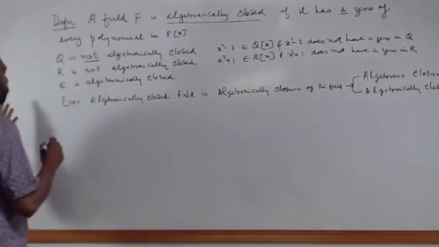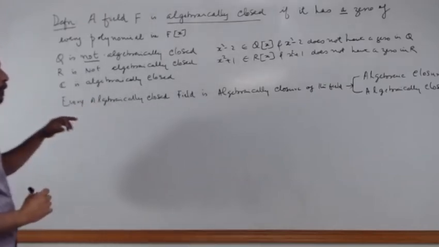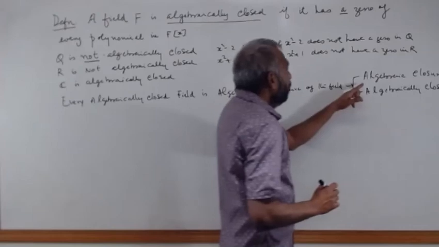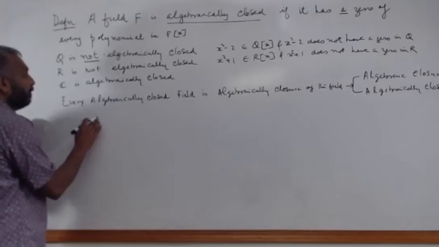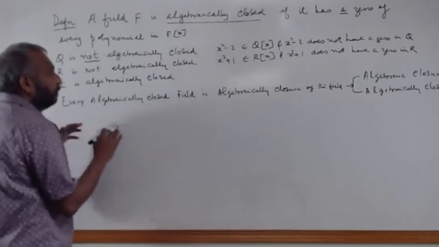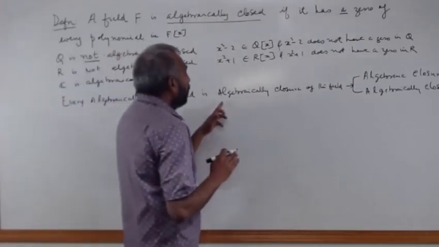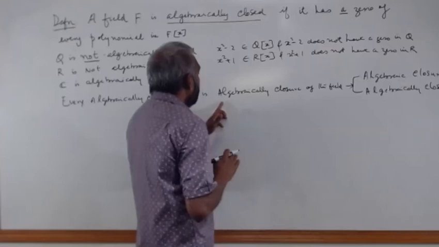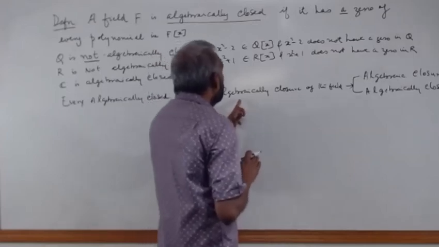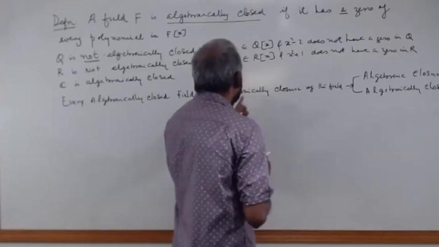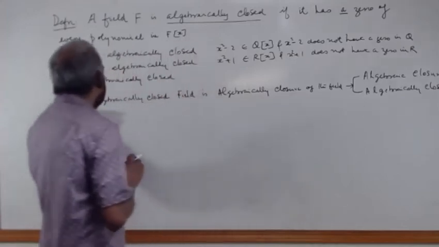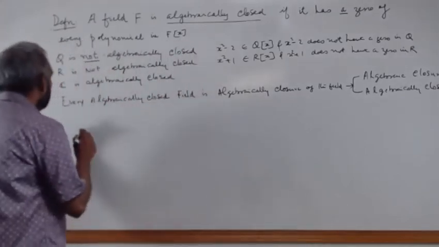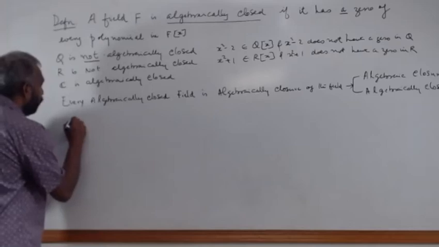Okay. Now we'll find out if the other inclusion is possible. So we are going to give you an example which shows that if a field is the algebraic closure of some extension, then it does not need to be algebraically closed. So we'll take the example Q.